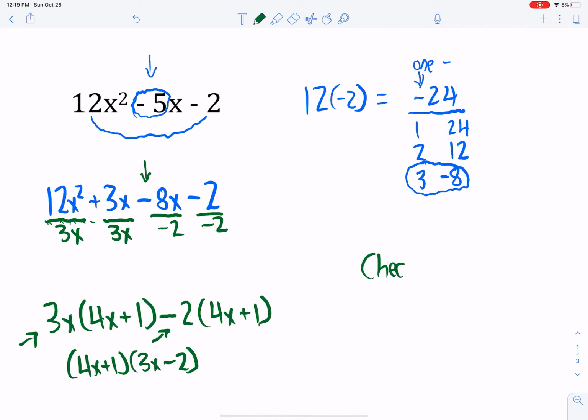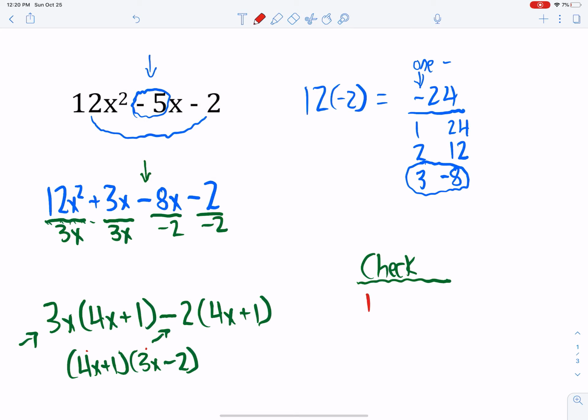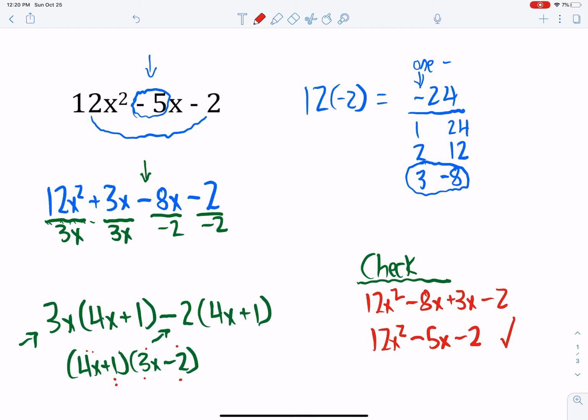So let's say you had a problem like this on the test and you wanted to take your time to check it. If we do the two first terms, 4x times 3x, we would get 12x squared. The outside terms, 4x times minus 2 would be minus 8x. The inside terms, 1 times 3x would be plus 3x. The last terms, 1 times negative 2 would be minus 2. And then when we combine those two like terms in the middle, we get 12x squared minus 5x minus 2, and that is what we started with, so we know that we did factor it correctly.